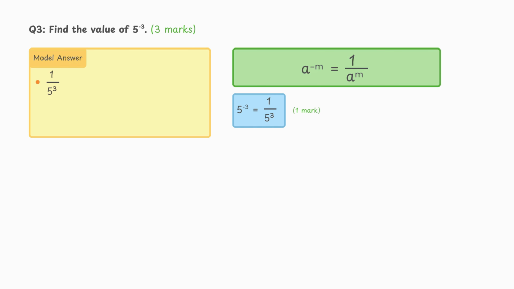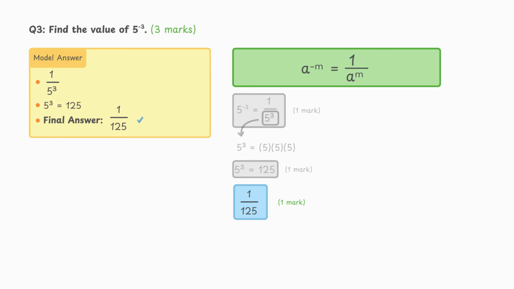This earns 1 mark. Now evaluate 5 to the power of 3. 5 times 5 times 5, which equals 125. This earns 1 mark. Therefore, the final answer is 1 over 125. This earns 1 mark.